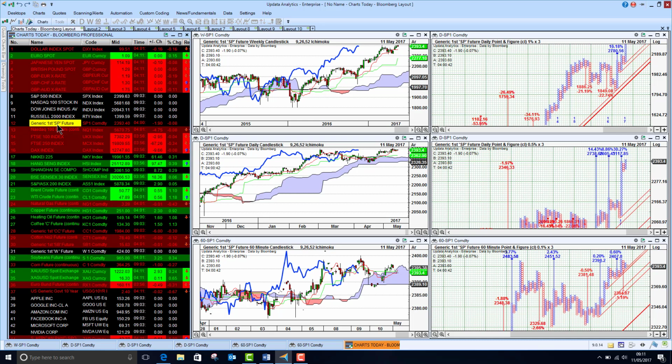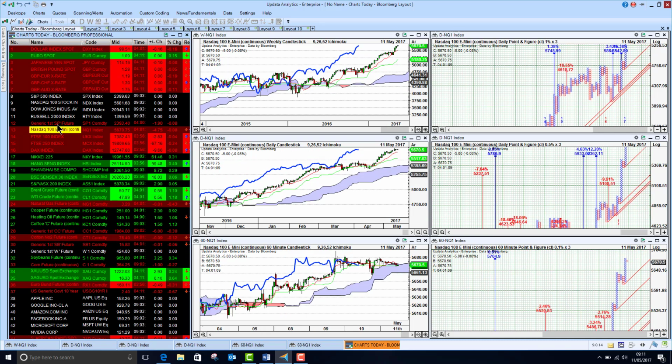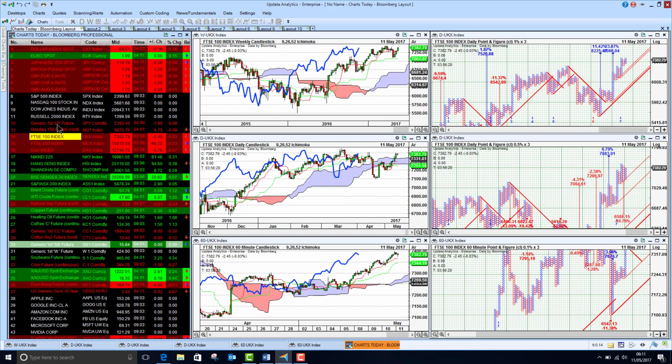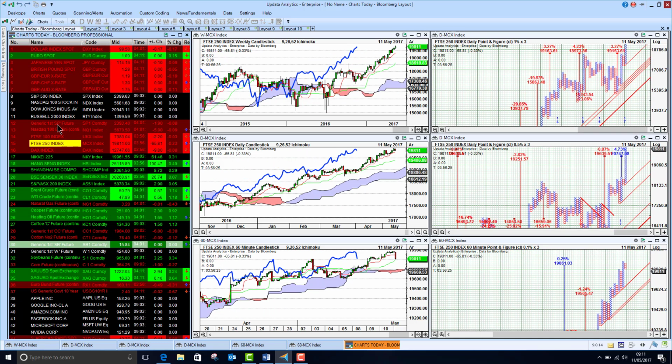Taking a look at the futures, down very slightly at the moment, so giving us a little bit of a heads up for what will happen today. The FTSE 100 index we see here going higher as well, so that's looking quite strong on all three time frames. And the FTSE 250 much the same, down very slightly this morning, but overall looking pretty strong.